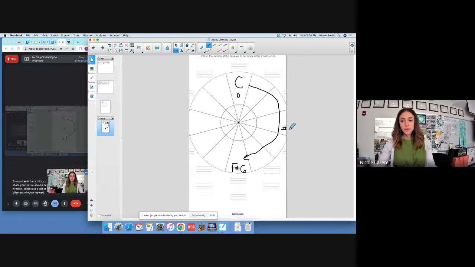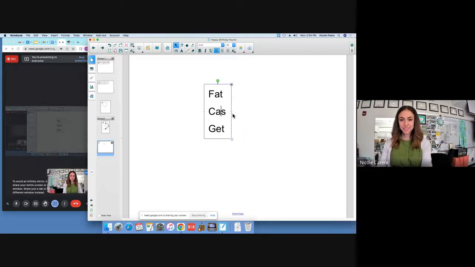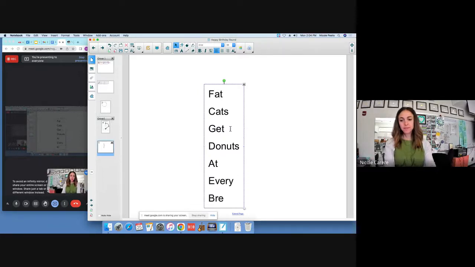Now, when it comes to knowing what sharps are actually in the key, on the back of our paper, we wrote a little trick. We wrote the sentence, fat cats get donuts at every breakfast.